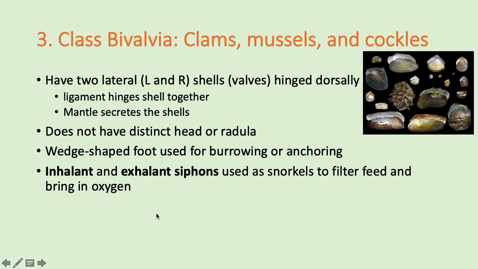You're also going to see that they have two siphons, an inhalant and exhalant siphon, and basically they're like snorkels. So water will move in through the inhalant siphon and circulate through the body. They use it to filter feed and to bring in oxygen, to bring it over the gills, if you will, and then to exhale their waste products, like the CO2, using the exhalant siphon.